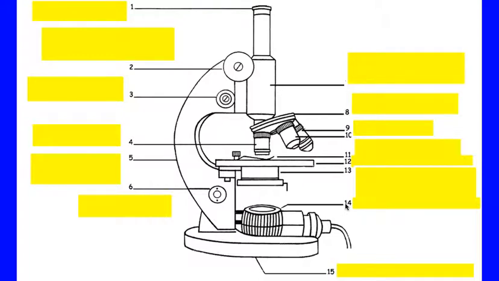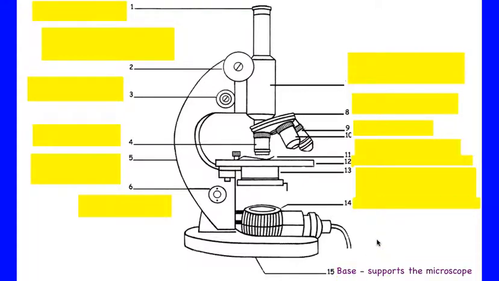And then this piece right here is the light source. It's a light bulb, an electrical light bulb that will provide us with light to see our specimen. It's not always a light bulb. Sometimes it's a mirror. The old style microscopes have mirrors, and you would have to reflect the light up through the lenses to see.